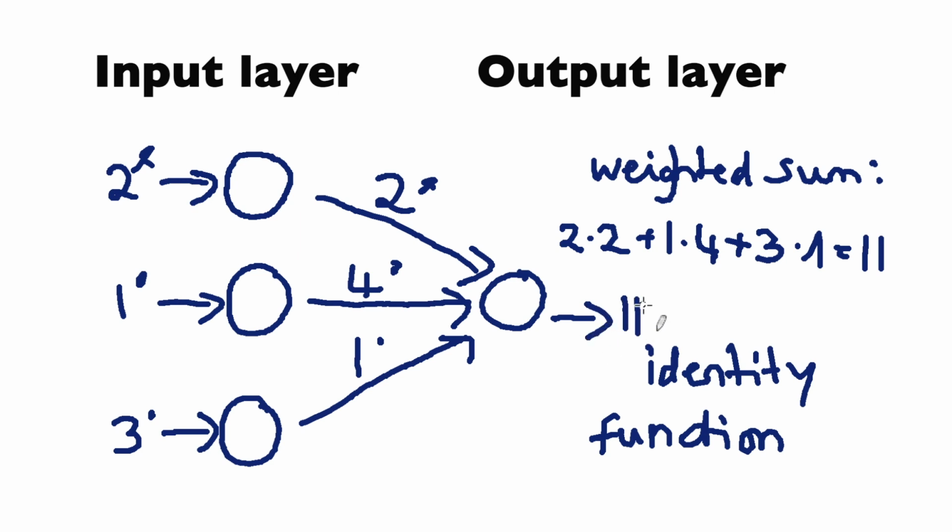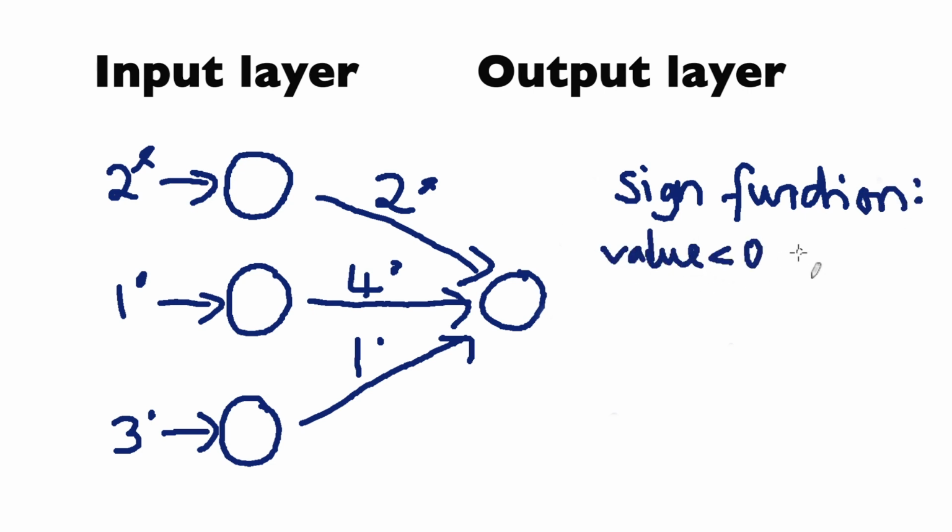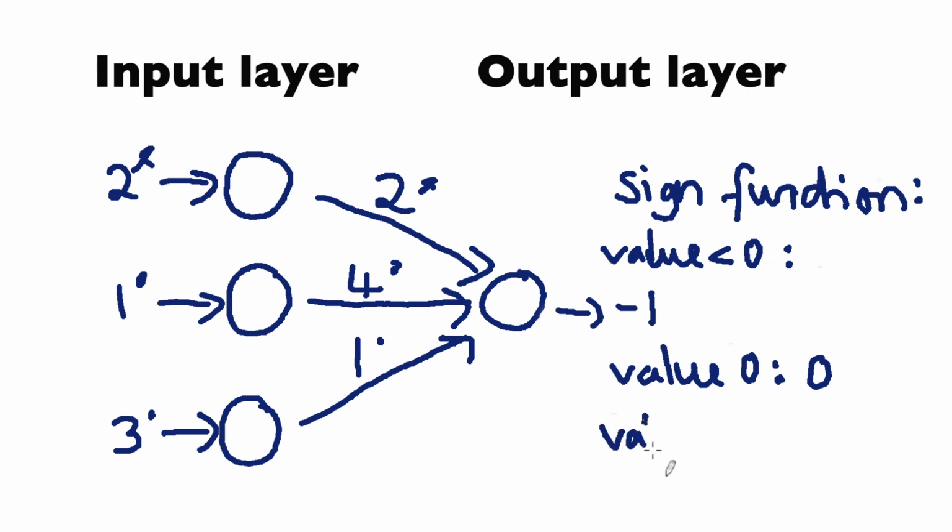Another possibility could be to use the sign function. If we have calculated a value below 0, the output would be -1. If we would have calculated a 0, the output would be 0. And lastly, if we would have a value above 0, the output would be 1.